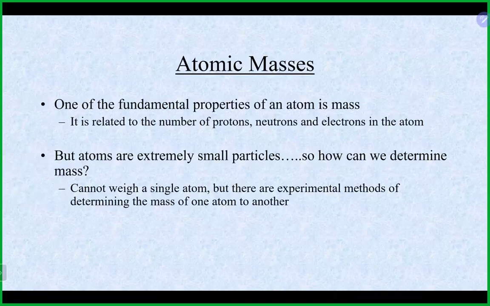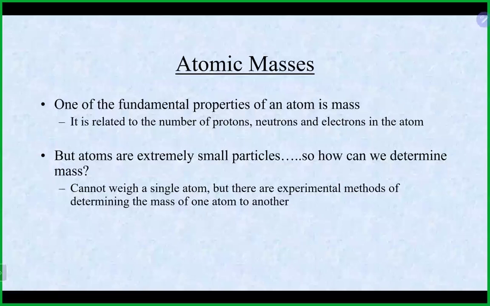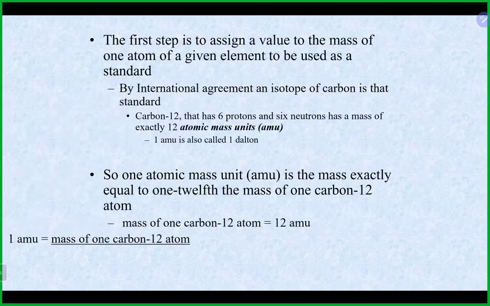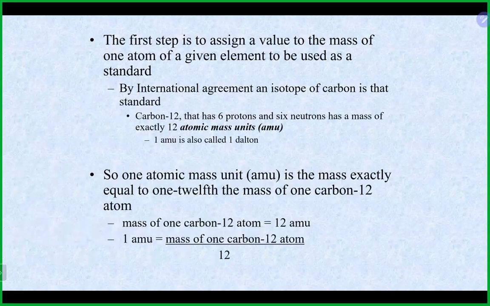Now, the first thing we're going to talk about is atomic mass, and atomic mass is one of those fundamental properties of an atom. It's related to obviously the protons, electrons, and neutrons, but atoms are extremely small particles, so we really can't weigh them or anything like that. You can't just take a single atom and put it on a scale. So what happens usually when you have a situation like that where you can't directly measure something, a lot of times they will choose something to be used as a standard to compare everything to.